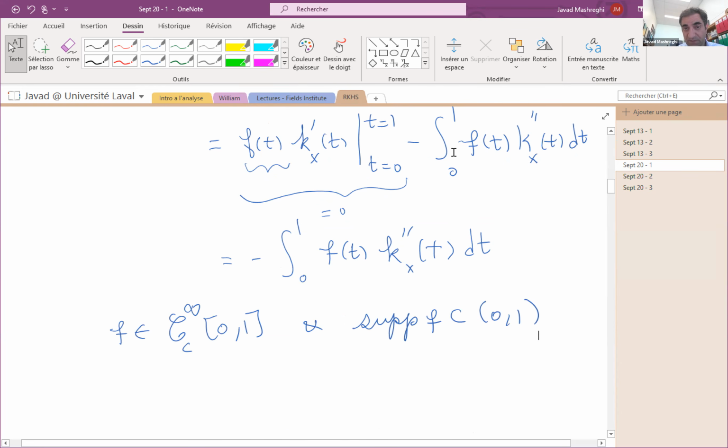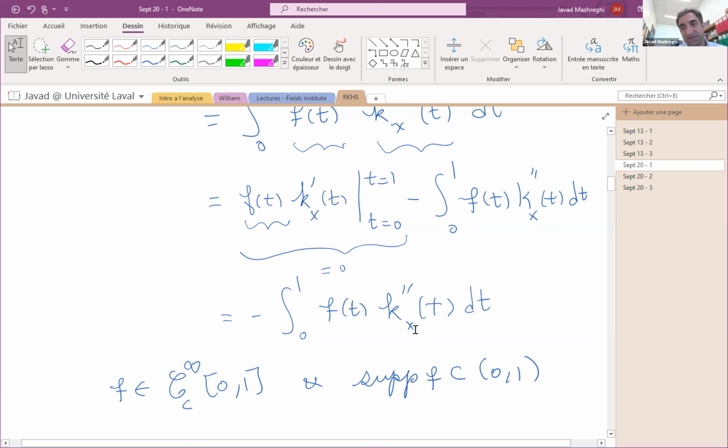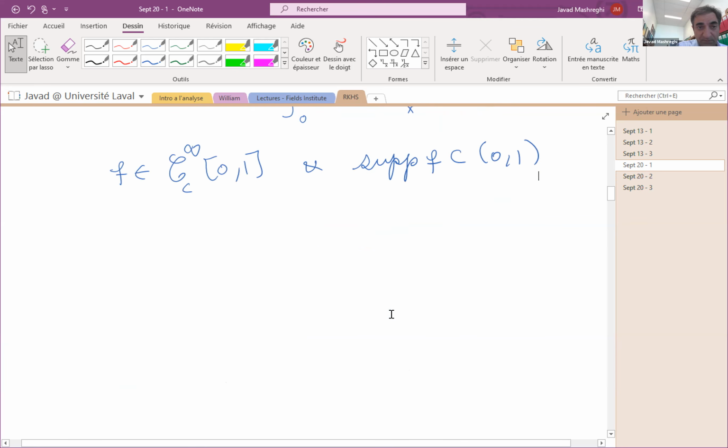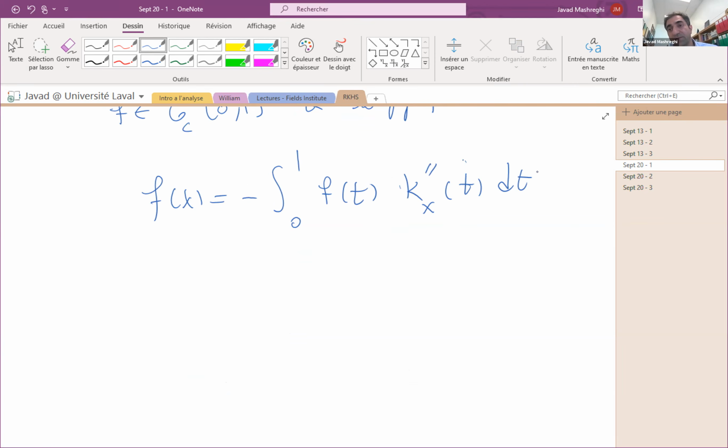And we can do pretty much what we call integration by parts. But now we look at this as a distribution, so this is the derivative of this as a distribution. For this, we now have f of x equal to, on one hand, the integral from 0 to 1 of f(t) k_x''(t) dt. At the same time, we know that this is also given by the Dirac delta measure anchored at point x. So we can also write this as the integral from 0 to 1 of f(t) dδ_x(t).